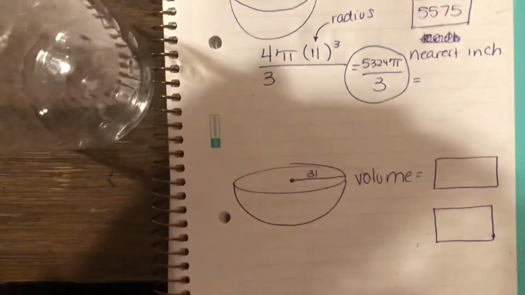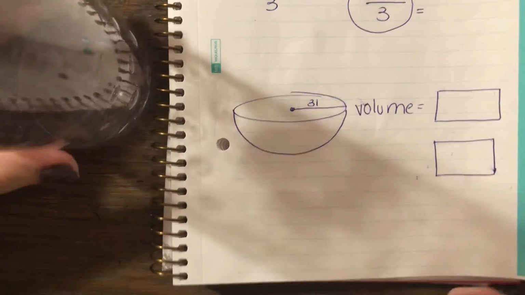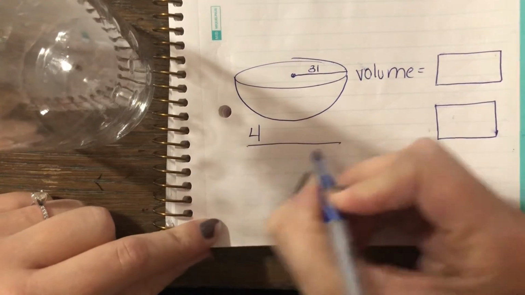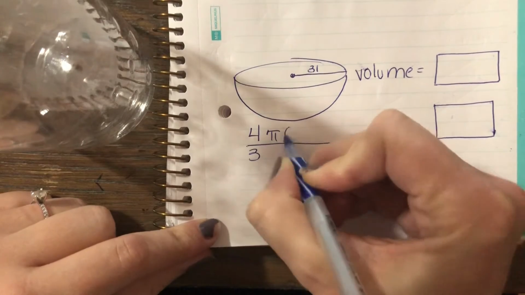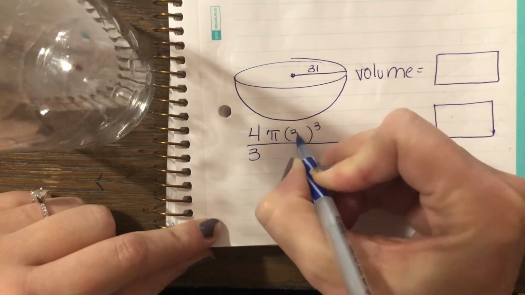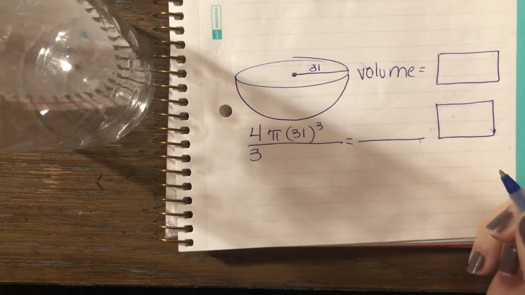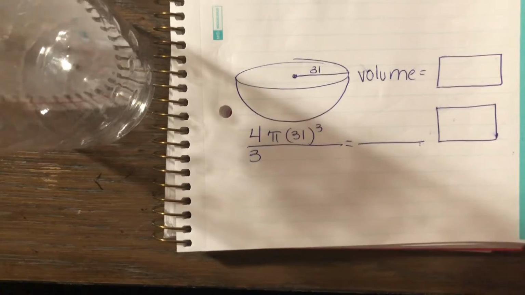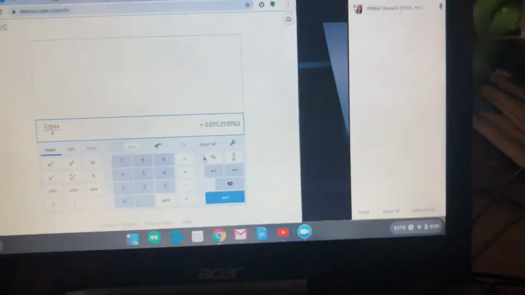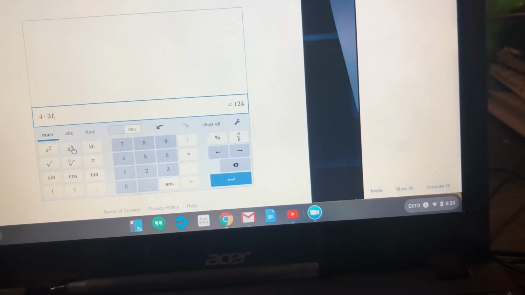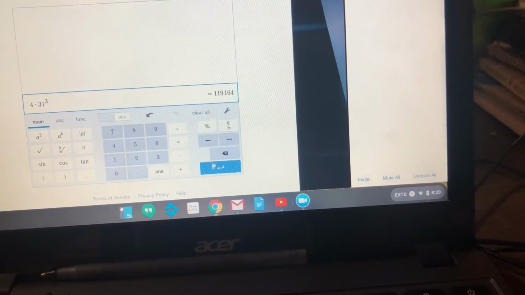Right, and then the only thing that's different in this chapter is if you get to one that's a hemisphere, but that just means cut it in half. So that is tricky to get the fraction for that. So let's do this one. 4/3 pi r cubed, and this time the radius is 31. There. 4 times 31 to the 3rd power. That's 119164.